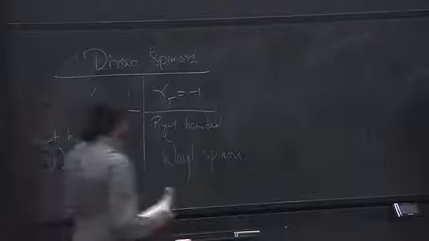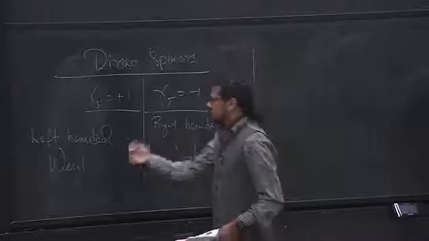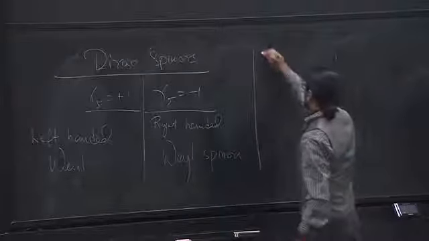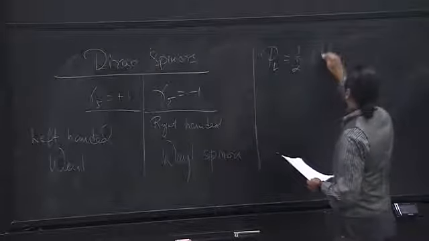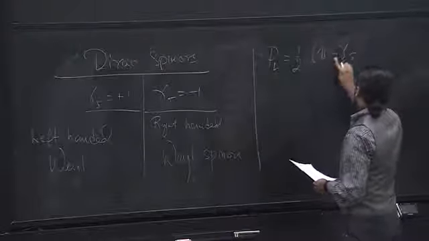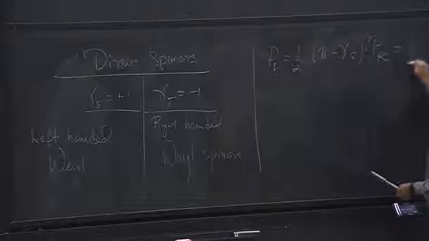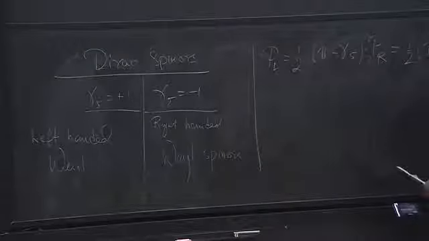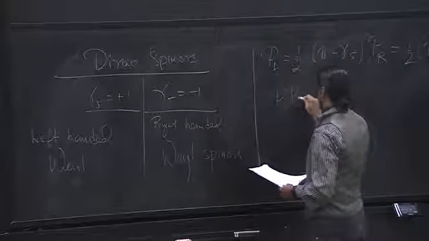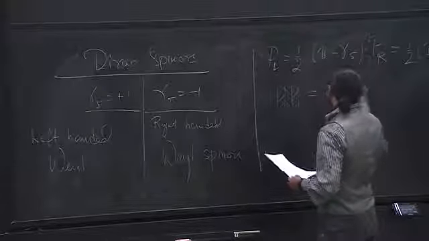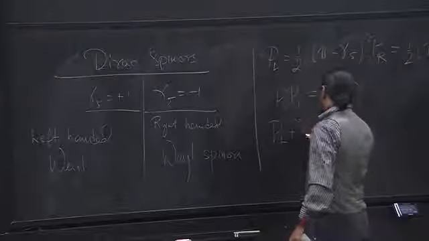So we can construct projection operators which will project our Dirac spinor onto the left-handed or the right-handed part. And the projection operators are given by this. The left-handed projection operator is one minus this, and the right-handed is given by this. And you can verify that they're projection operators because P_i P_j is delta_ij P_j, and that they sum up to the identity.